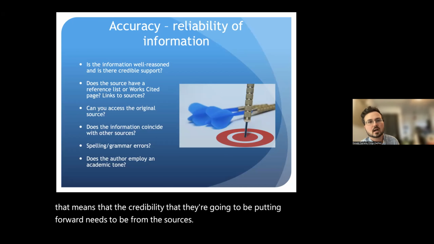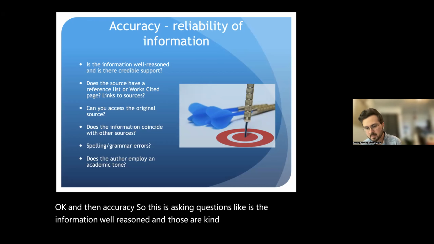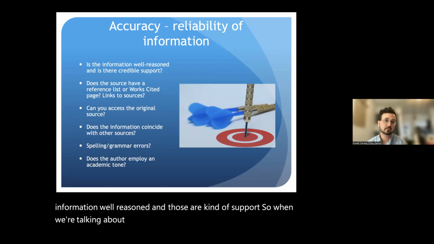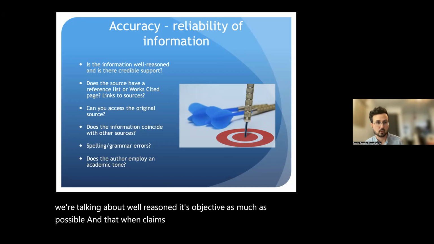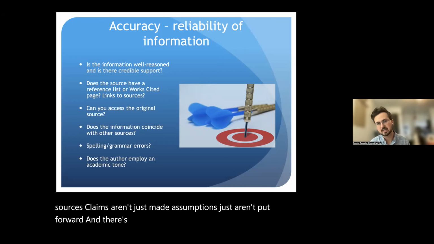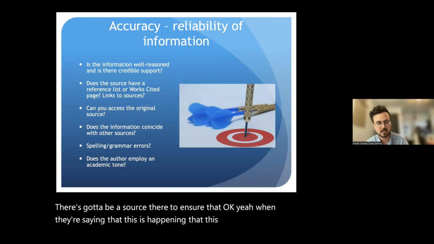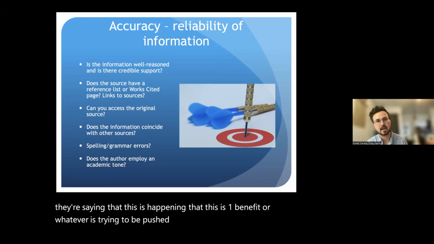Okay, and then accuracy. So this is asking questions like, is the information well-reasoned? And is there credible support? When we're talking about well-reasoned, it's objective as much as possible, and when claims are made, they're supported by sources. Claims aren't just made, assumptions aren't just put forward with no evidence. There's got to be a link, a source, to ensure that when they say this is happening, or this is one benefit of whatever's being pushed forward, there's a source there to back it up.